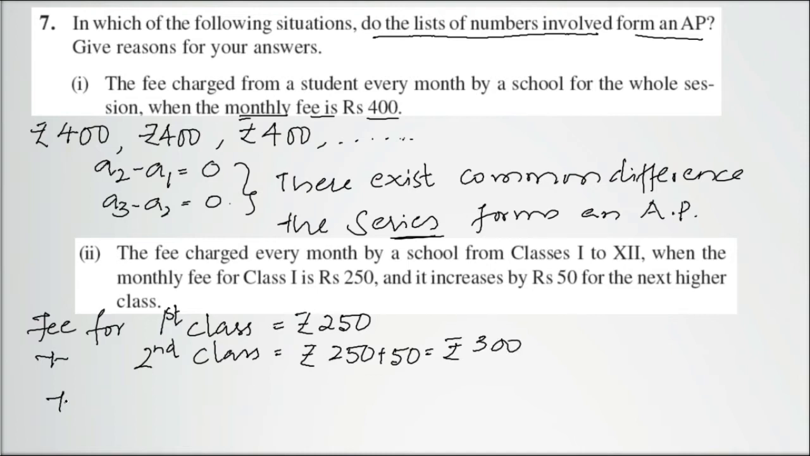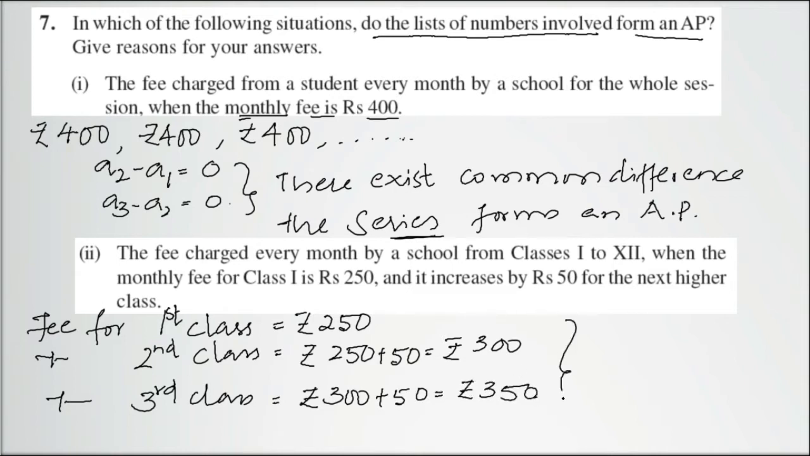For the next class, it is rupees 300 plus 50 rupees is added, rupees 350, and it continues. So it is like 250 for the first class, next class 300, next class 350, and it continues till the 12 terms.